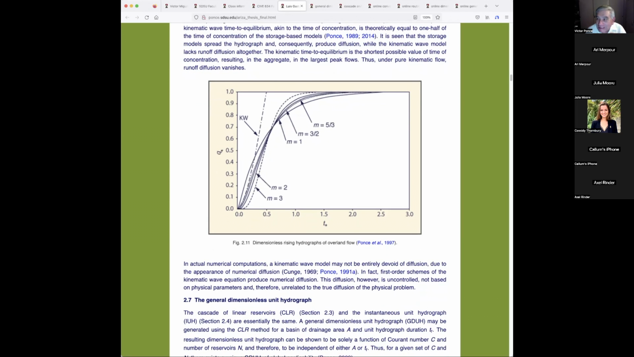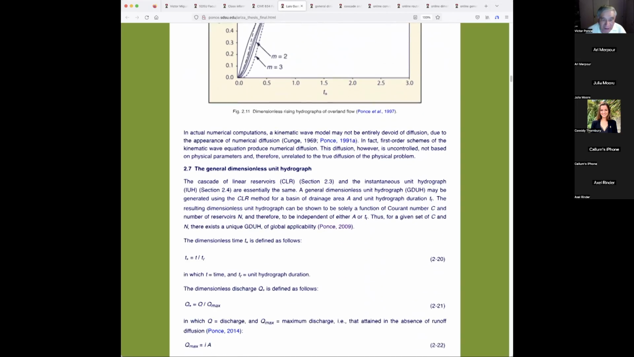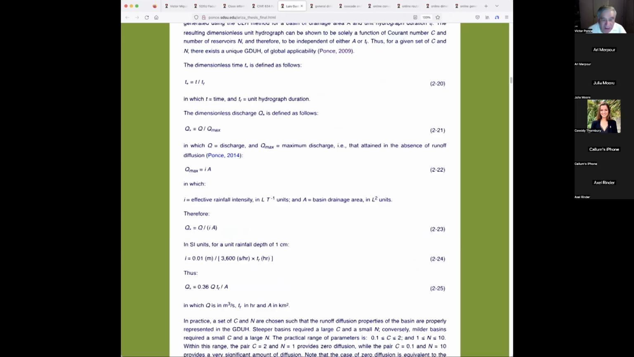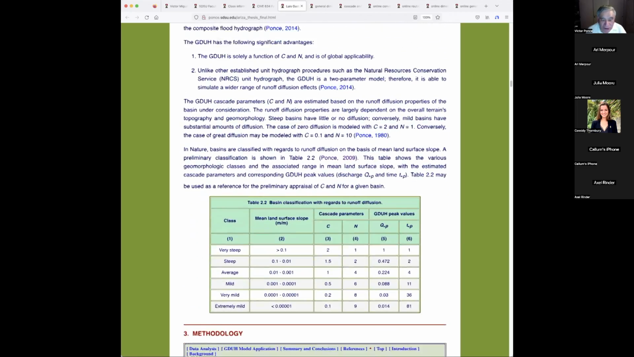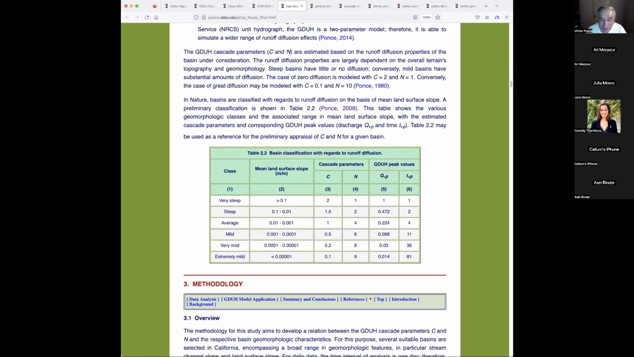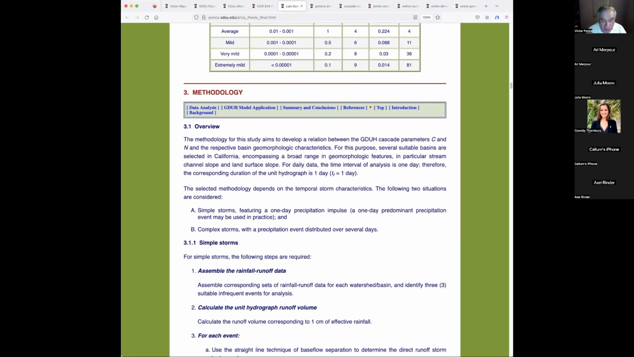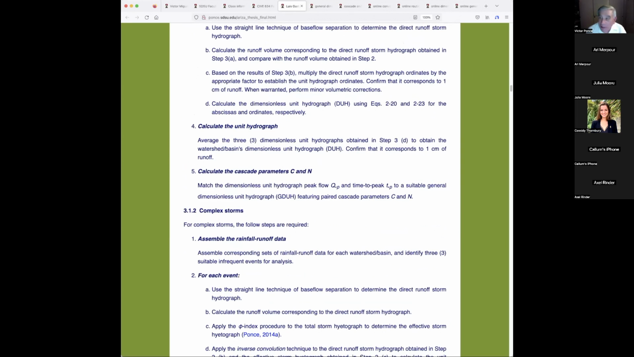So that is the concept of runoff diffusion. The general dimensionless unit hydrograph, there it is. There's our creation right here, the GDUH. And basic classification, which is coming out of our previous paper. Methodology, I'm going to speed up in here. Methodology overview. The methodology of this thesis, by the way.